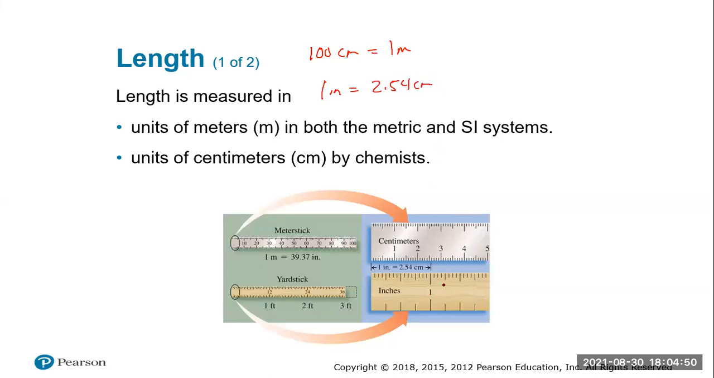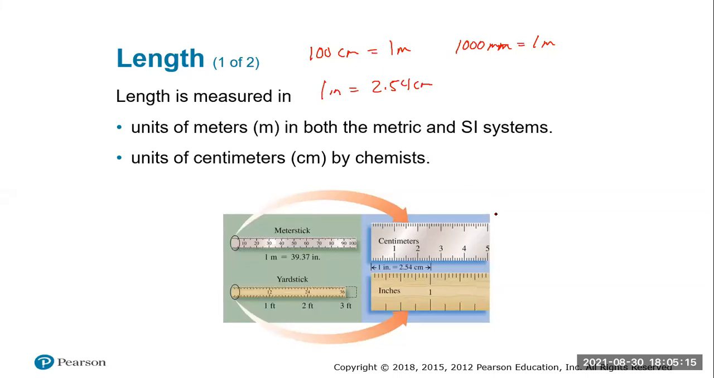So if you ever look at a ruler, you usually have inches on top, centimeters on the bottom, and 1 inch would equal 2.54 centimeters as well. There are 1,000 millimeters in 1 meter. So that's another relationship that we use.